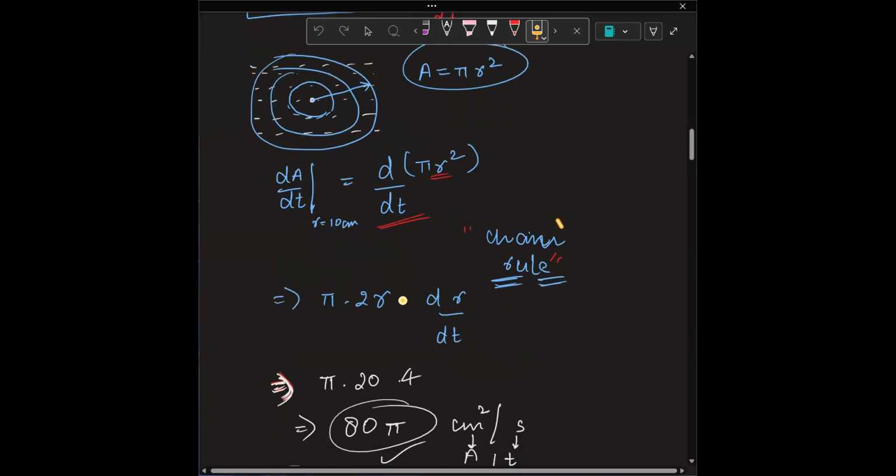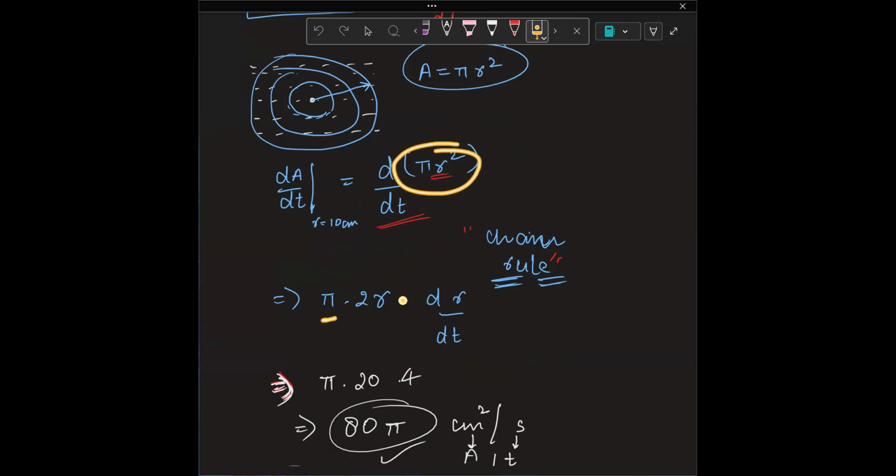And see, here I have written the chain rule. Why have I used the chain rule? Because see, this is r and this is t. So if you differentiate pi r square, this is going to be pi and r square gives 2r. You have to differentiate this r as well using the chain rule, so dr/dt.